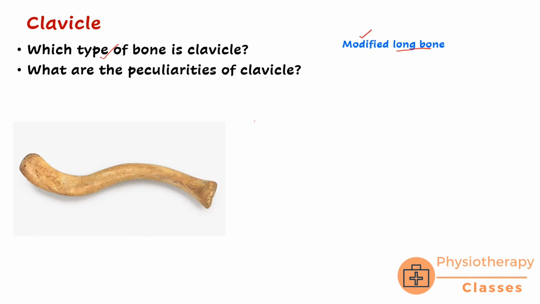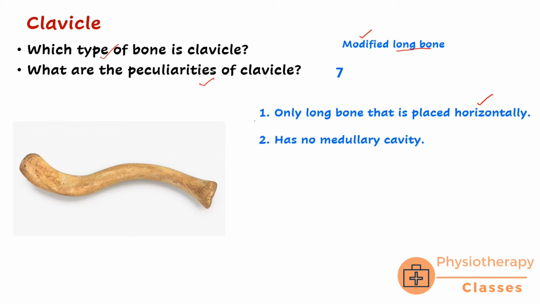Next question asked is what are the peculiarities of the clavicle? In total you have 7 points to mention. So what are these 7 points? Let us look at them. The first is that this is the only long bone that is placed horizontally in the body. All others are placed vertically in the body. Then the second one is that it has no medullary cavity. I have already mentioned that.